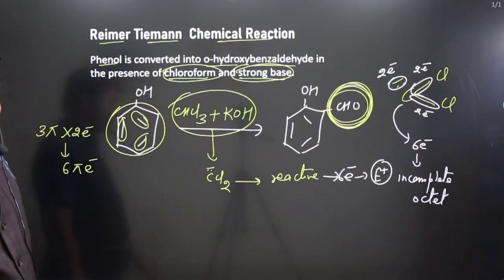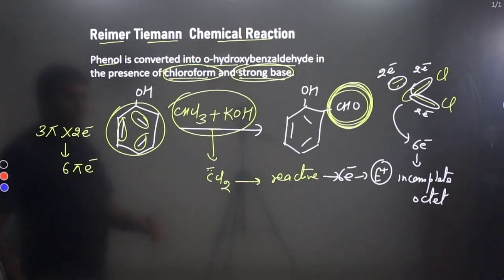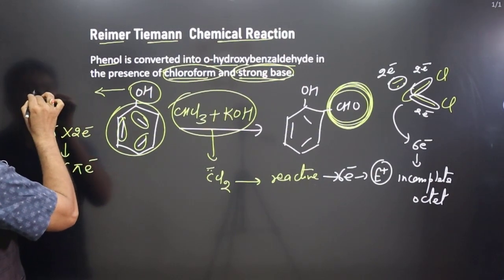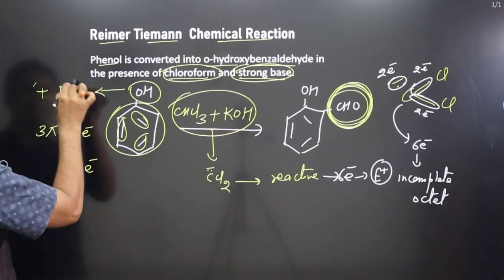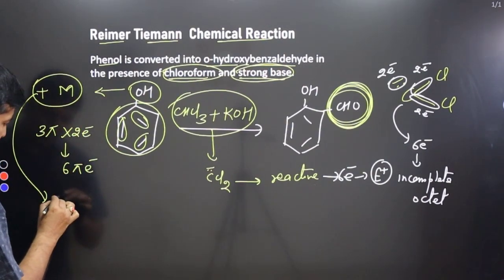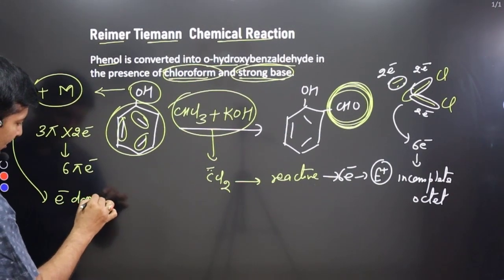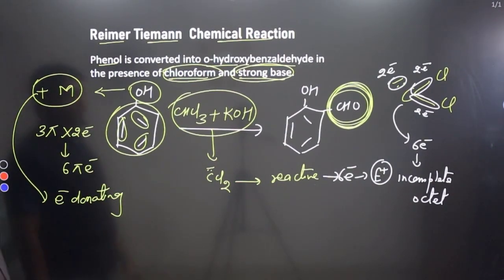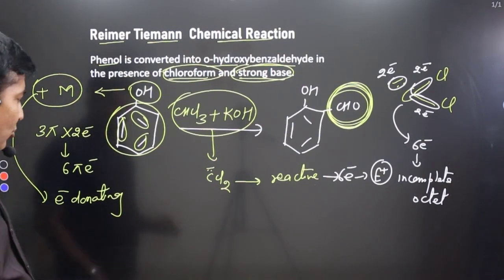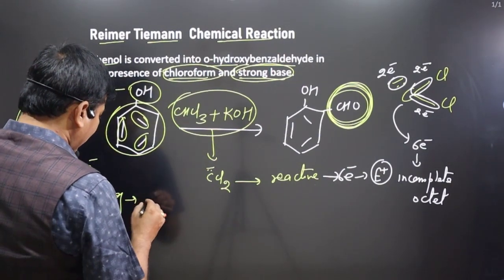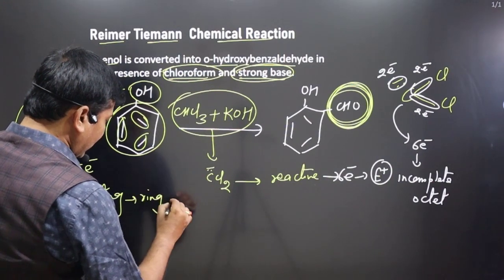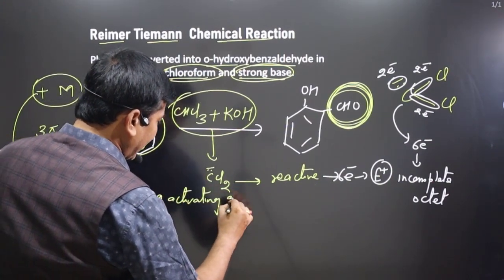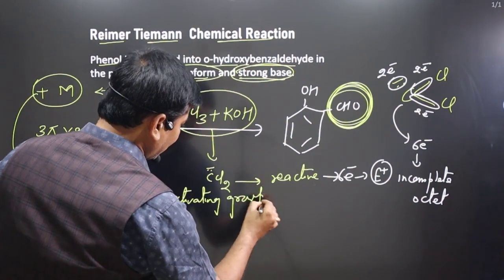Moreover, to the benzene ring we have a hydroxyl group, and this group is acting as a plus M group, an electron donating group. Plus M means a positive mesomeric group. This positive mesomeric group is acting as an electron donating group. That's why it is also known as a ring activating group, because it supplies electron density to the benzene ring.